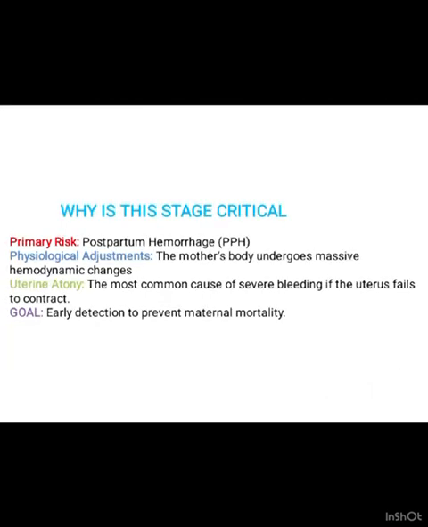Why is this stage critical? Because the mother is at the highest risk of complications, especially postpartum hemorrhage. Physiological adjustments: the mother's body undergoes massive hemodynamic changes. Uterine atony is the most common cause of severe bleeding if the uterus fails to contract. Its goal: early detection to prevent maternal mortality.